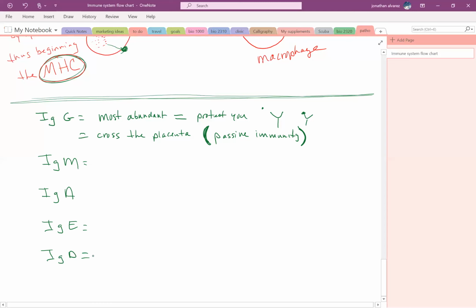Okay, the IgMs, these are expressed on the surface of B cells. And they're a very strong magnet, which means they have a high avidity, which means it's a very strong bond.